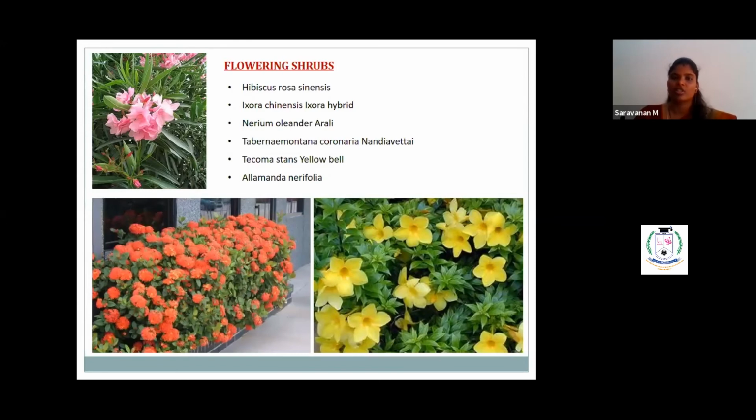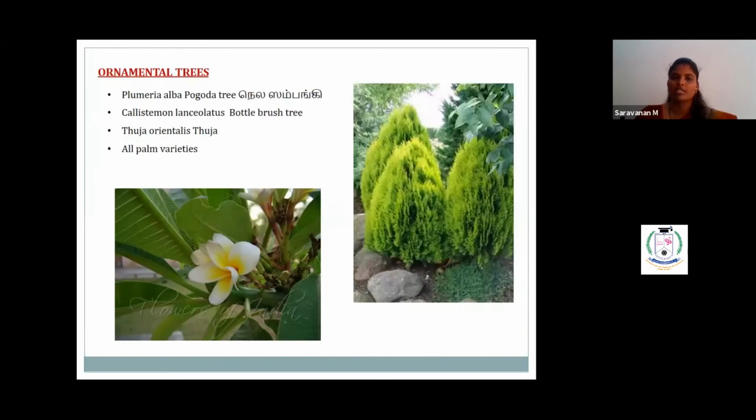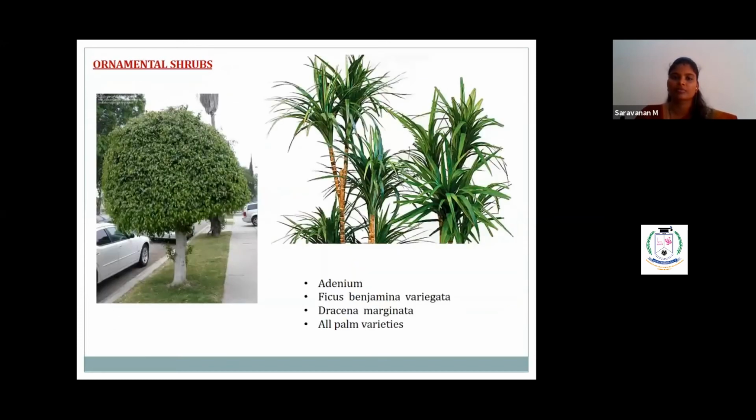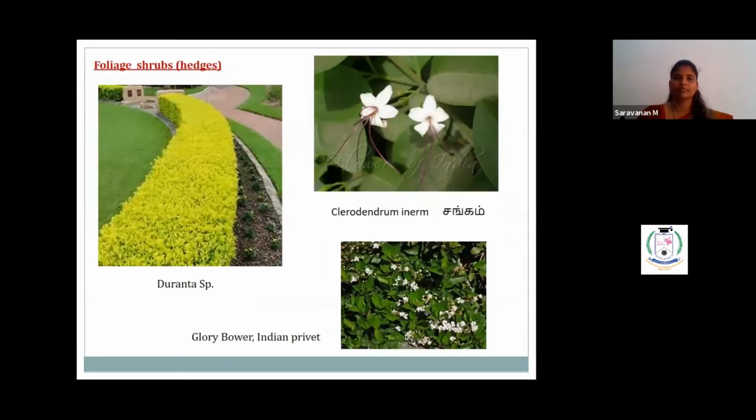These are the flowering shrubs. All of you know about this hibiscus, I guess. These are the ornamental plants which are being used, all the palm varieties. And then these are the ornamental shrubs. You can see them when you go near the hotels or malls, you can find these trees. These are the foliage shrubs.